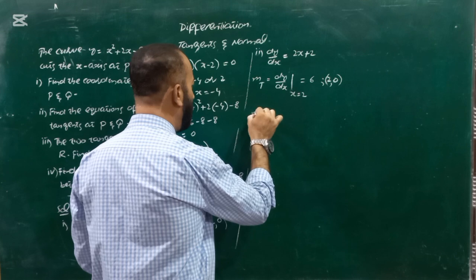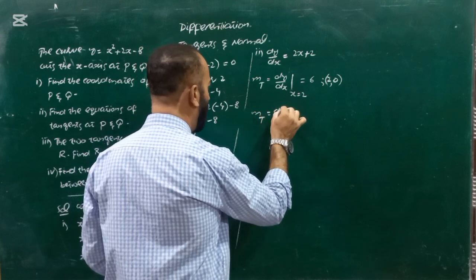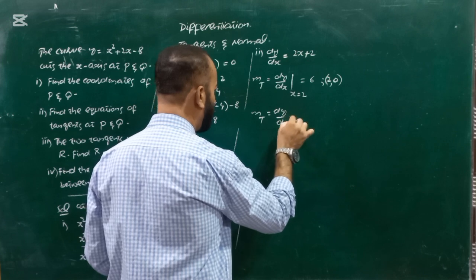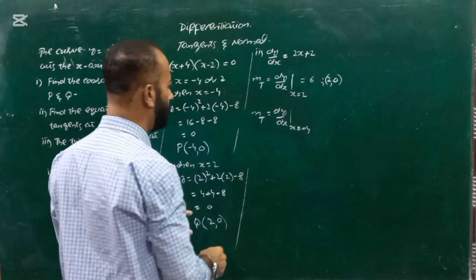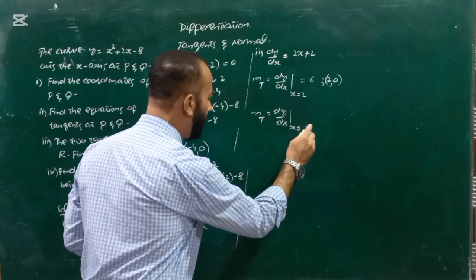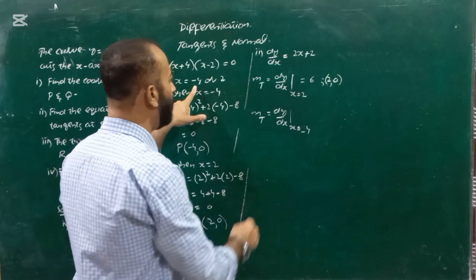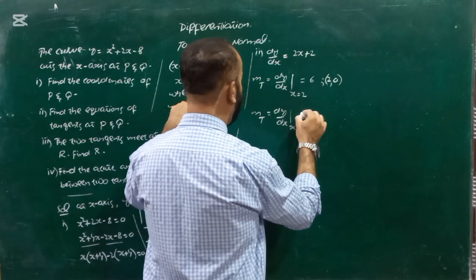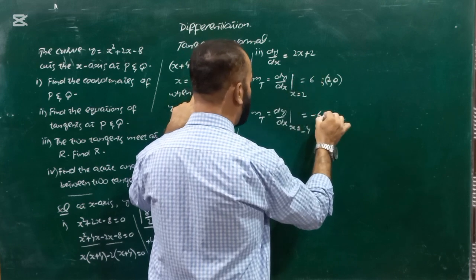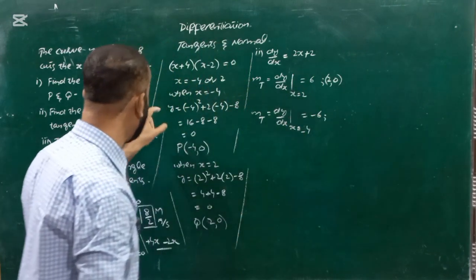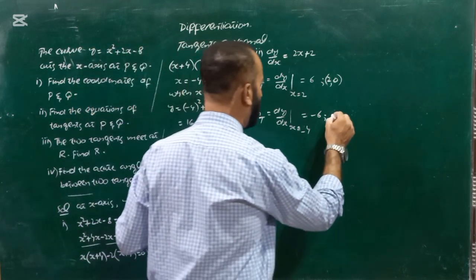Likewise, we will find the gradient of the other tangent at the point x equals minus 4. So here is the other point, that is minus 4. When minus 4 is put into it, it becomes minus 8 plus 2, so minus 6. And minus 4 point was this one, so the point is (minus 4, 0).